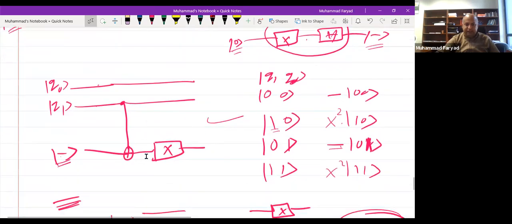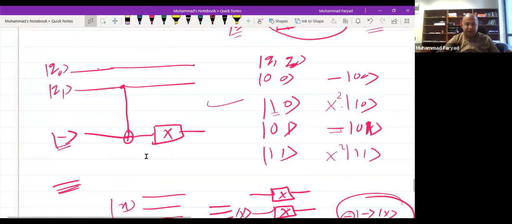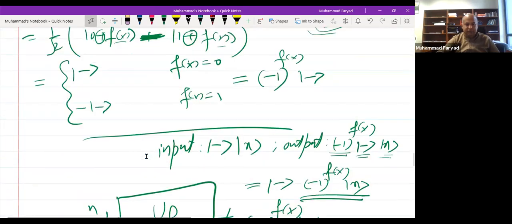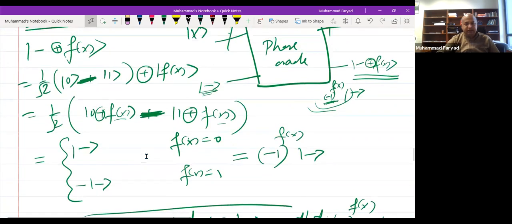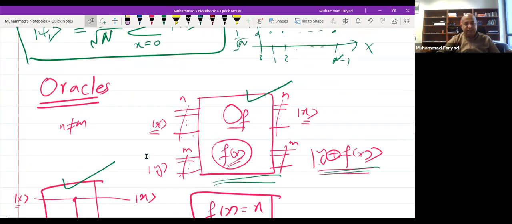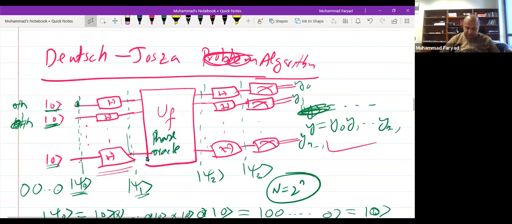So I think let's take a short break of 10 minutes, and then I will come to the next stage of this algorithm, that now let's work out this state psi 2 of this Deutsch Josza algorithm.